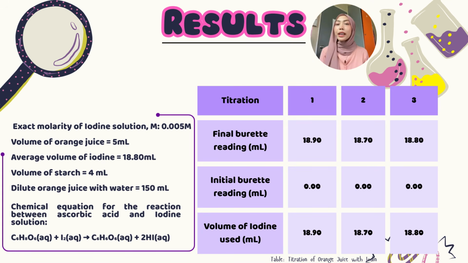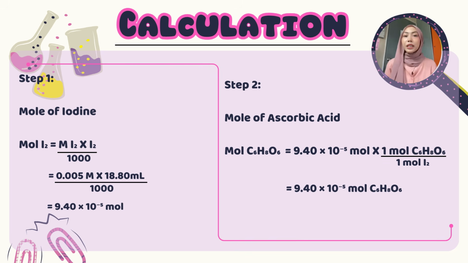3 titrations were performed, giving titer values of 18.90 milliliters, 18.70 milliliters, and 18.80 milliliters, with an average titer value of 18.80 milliliters. Since iodine and ascorbic acid react in a 1:1 mole ratio, the ascorbic acid content can be calculated from the average titer. First, the number of moles of iodine was calculated using the formula: number of moles equals molarity multiplied by volume divided by 1000. Using the average titer value of 18.80 milliliters, the number of moles of iodine was calculated to be 9.40 times 10 to the power of negative 5 moles.